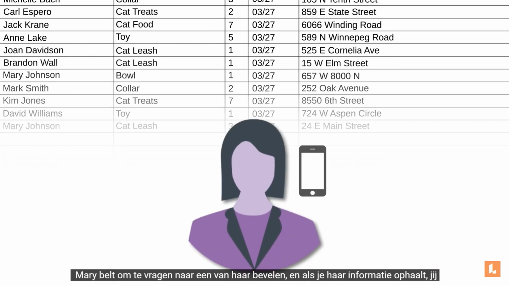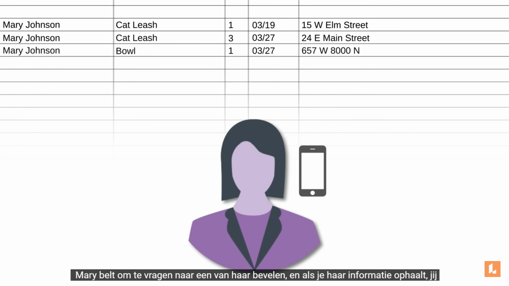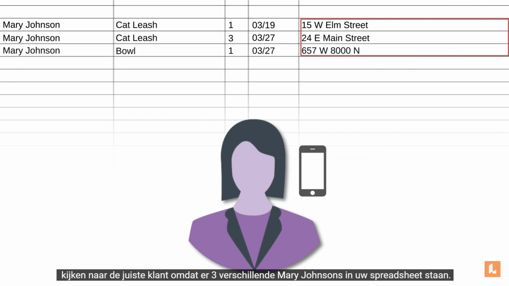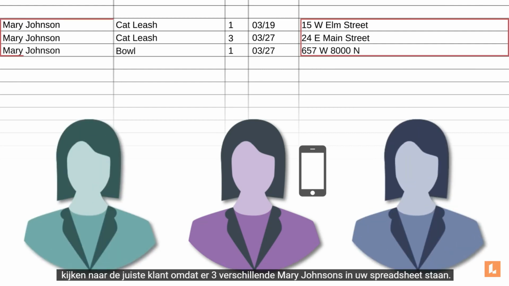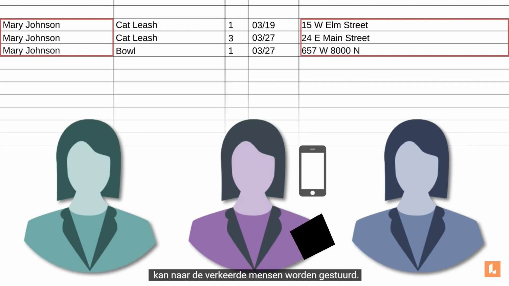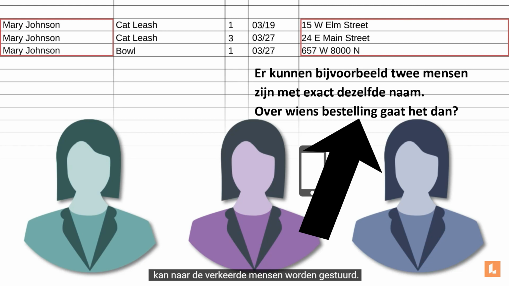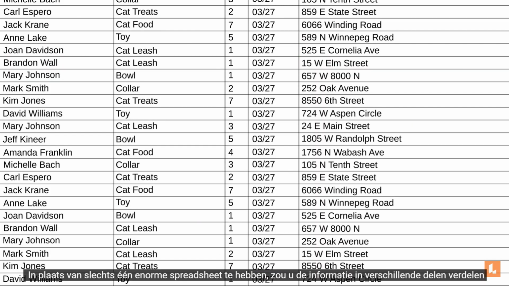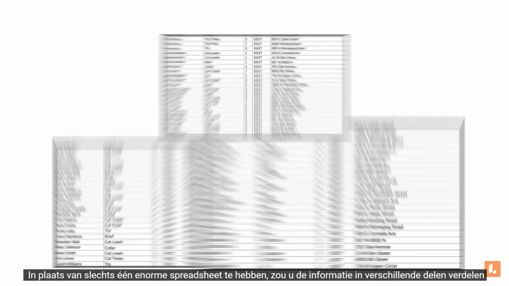Mary calls to ask about one of her orders, and when you pull up her information, you get 3 different addresses, all these disorganized orders, and you're not even sure you're looking at the correct customer because there are 3 different Mary Johnsons in your spreadsheet. You could see how this might lead to a messy situation. Shipments could get sent to the wrong place, customers might get mixed up, and the wrong products could get sent to the wrong people. So how would you resolve this? Instead of having just one massive spreadsheet, you'd separate the information into different bite-sized tables.